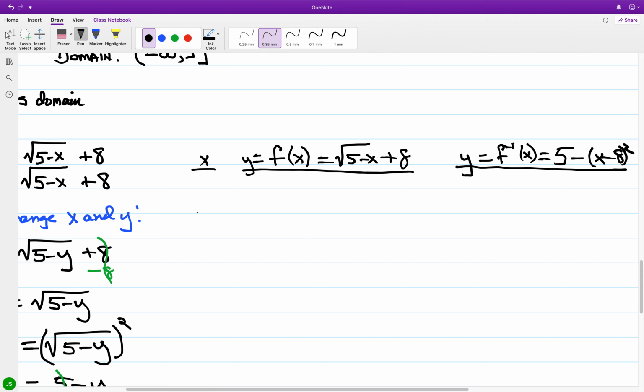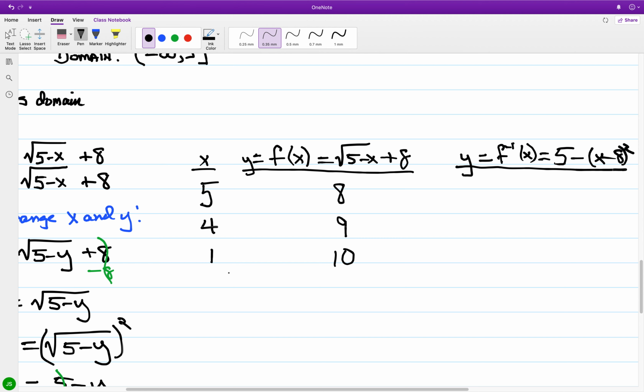Now I'll just mention, for the domain of this function, that was the set of values of x less than or equal to 5. Whenever x is 5, the corresponding y value is 8. Say we have 4: 5 minus 4 is going to be 1, and 1 plus 8 is 9. And let's say if we have x at 1, 5 minus 1 is 4, square root of 4 is 2, plus 8 is going to be 10.